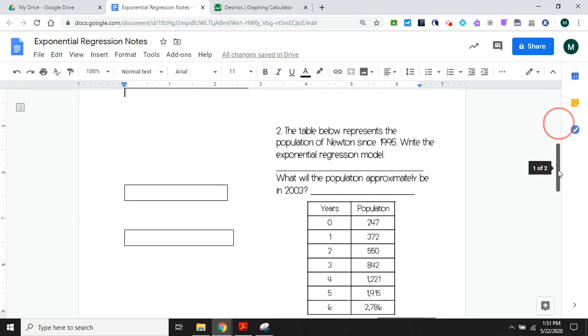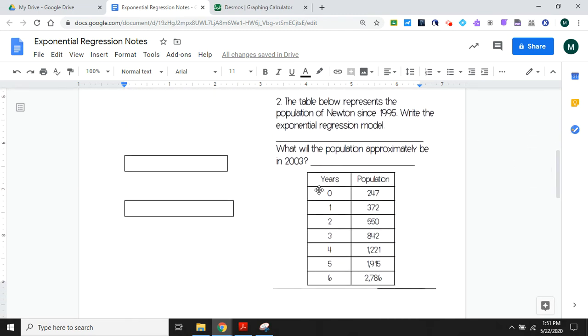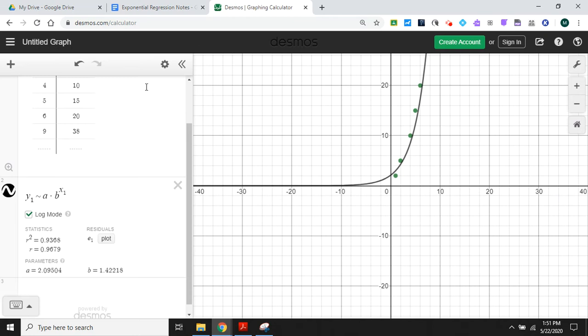Looking at number 2, I've got another table, but we have a couple questions. So I have a couple boxes here. We're going to put our model here and then our answer to the question here. So here we're talking about years. Whenever we deal with years with a regression, we don't ever have the year itself. Your x value is always the number of years since a certain time. So this table represents the number of years since 1995.